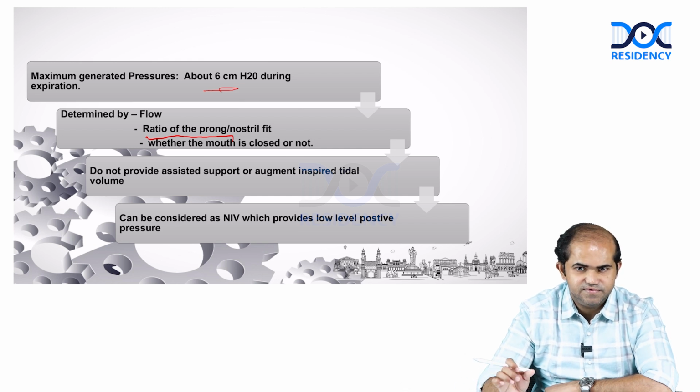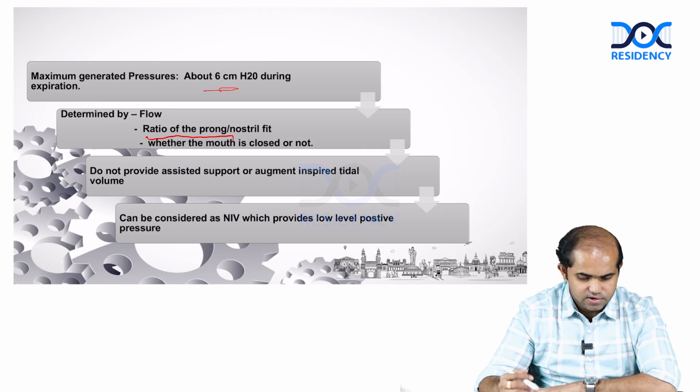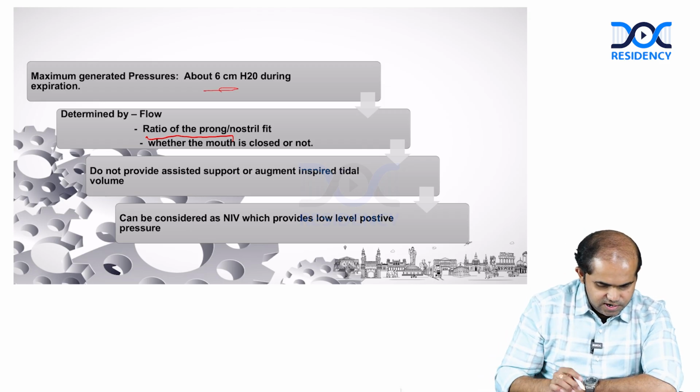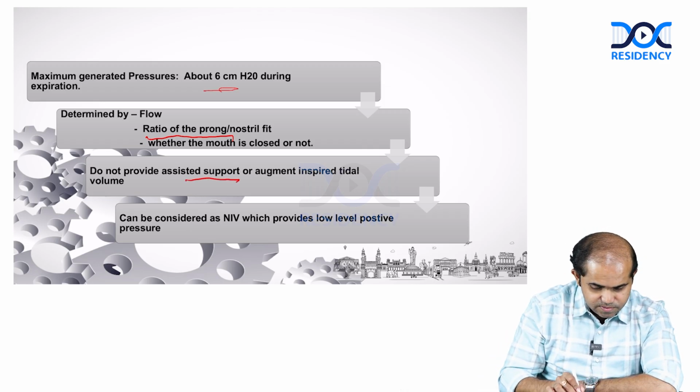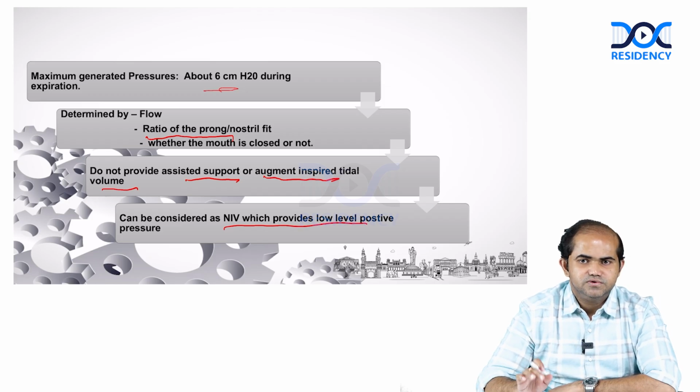You should look for the sizes and fit accordingly. There is also a diagram where you can check with the nostril size. Accordingly, you can select the color or size of the mask. It will not provide any assisted support, or any tidal volume. It can be considered as NIV. It will just provide low level positive pressure.